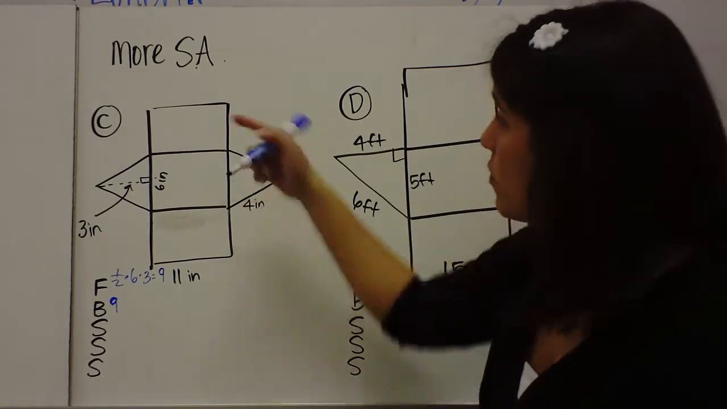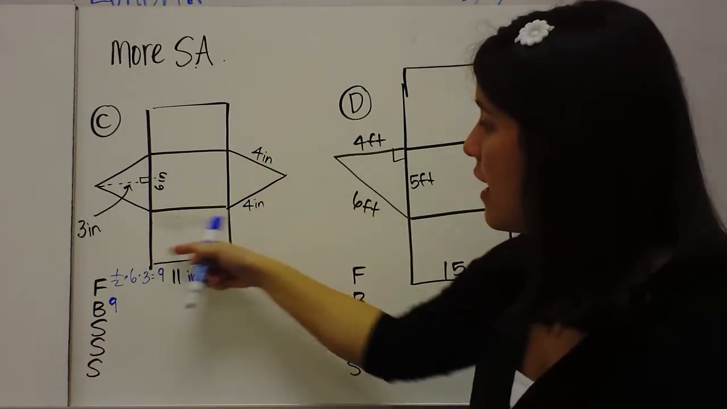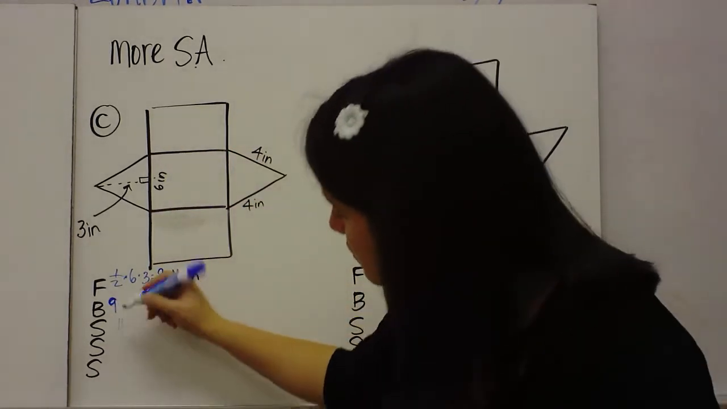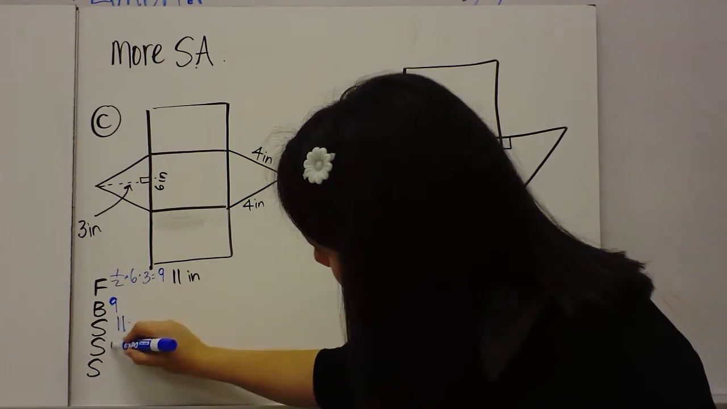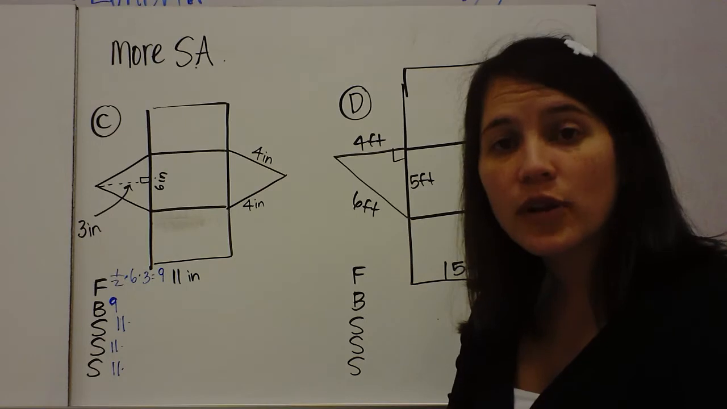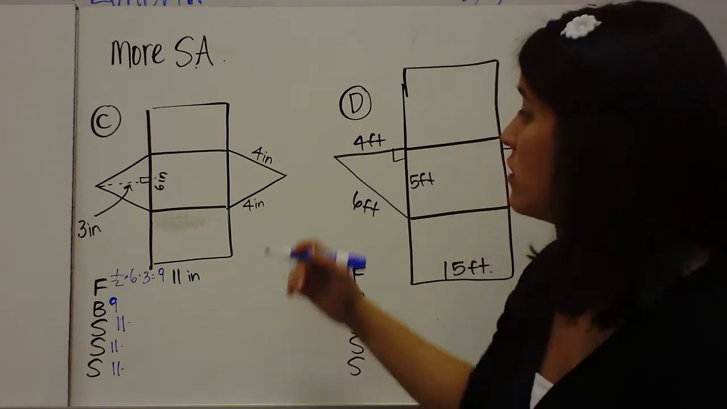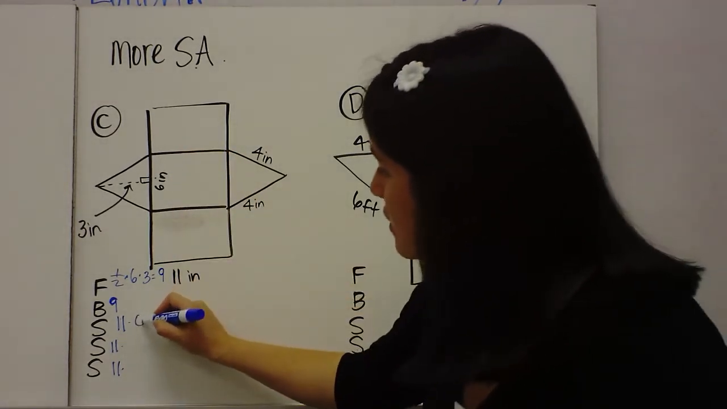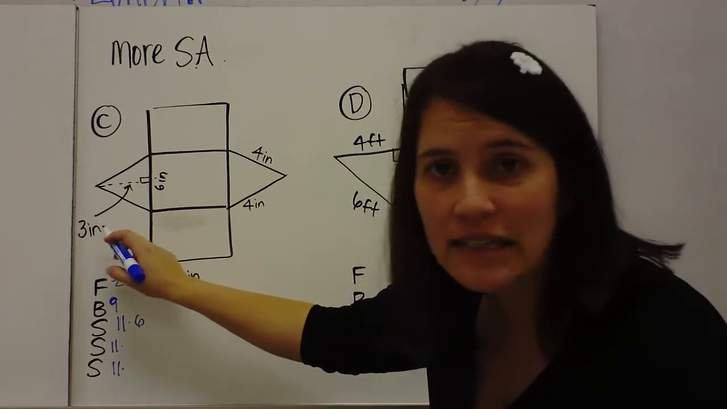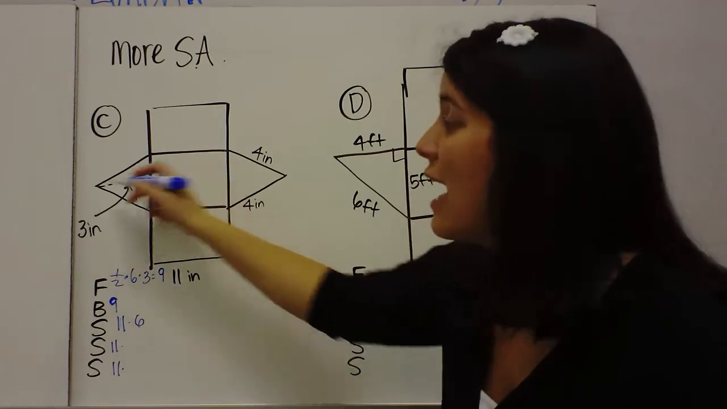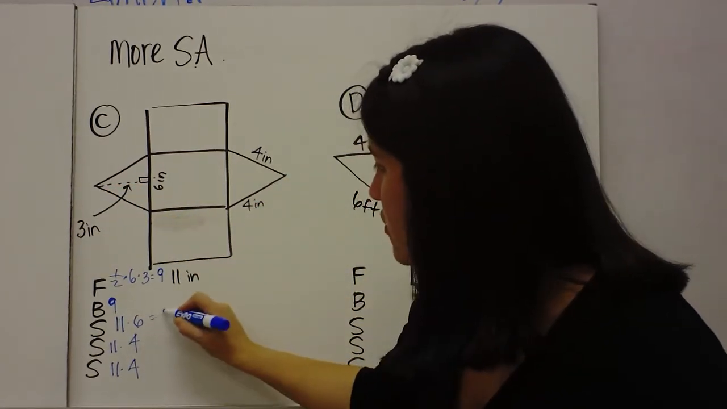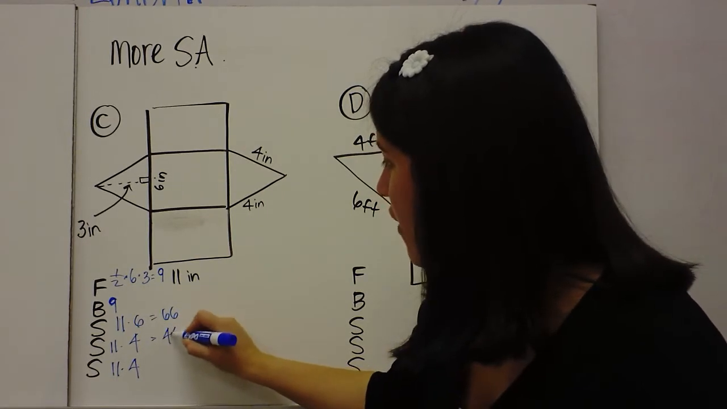The 3 rectangles in the middle, they're all going to have an 11 in common. See, 11, 11, 11. And then we have to use the 3 sides of the triangle. So we have a 6, and then we have 2 4s. 3 is not a side of the triangle. 3 is the height of the triangle. So we have to use 4 and 4. So 66 and 44.